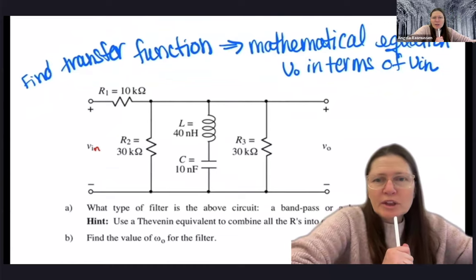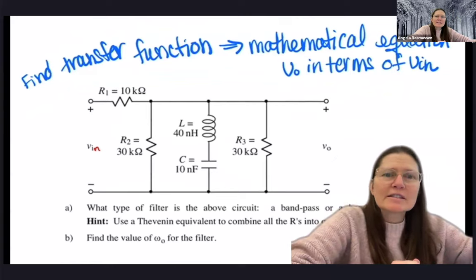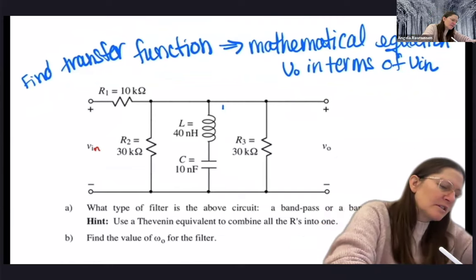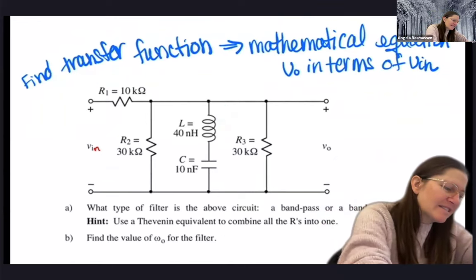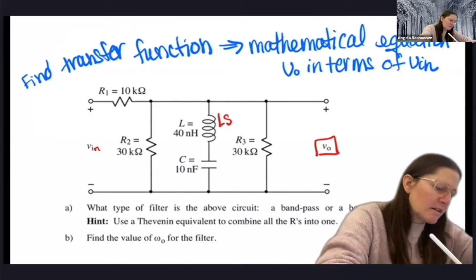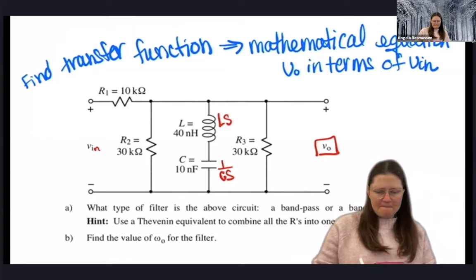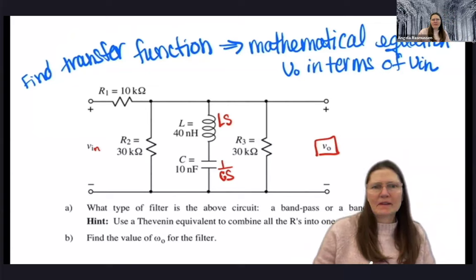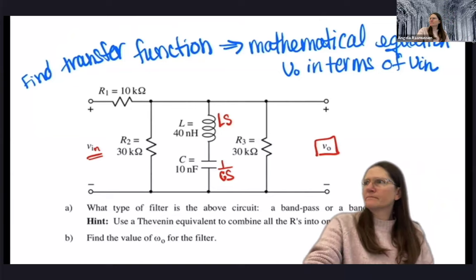So you just need to find your V out equation in terms of V in. I like to work with S, so I would translate these to be LS, 1 over CS, and then solving with that in mind. So go ahead and take a minute. LS. And solve this for VO. So you're going to leave V in as a variable in there and solve for V out.